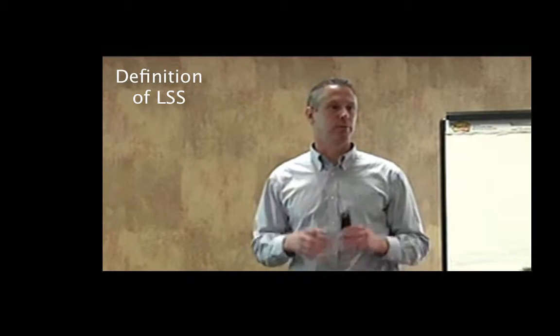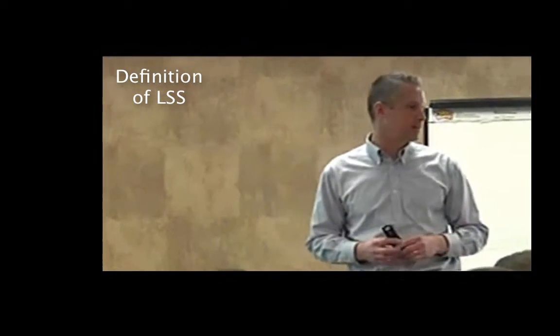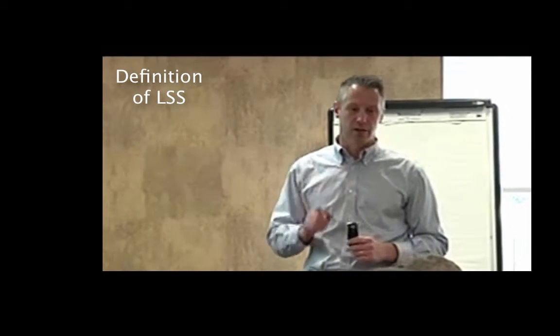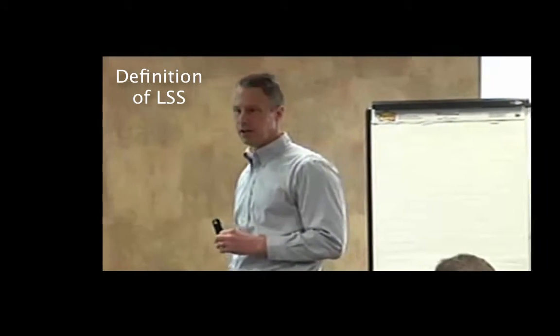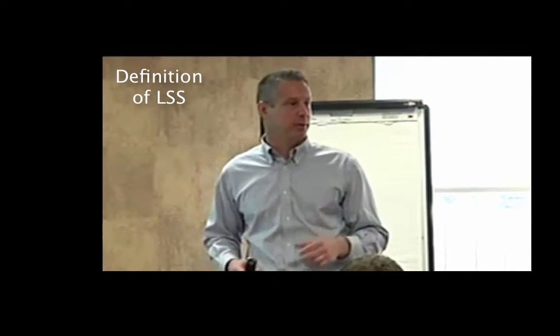Definitions. The first one is about methods and tools. So it's processes and tools to improve processes and reduce variation. I want everybody to underline or circle improve process or reduce variation. So it's all about tools and methods to improve a process or reduce variation.